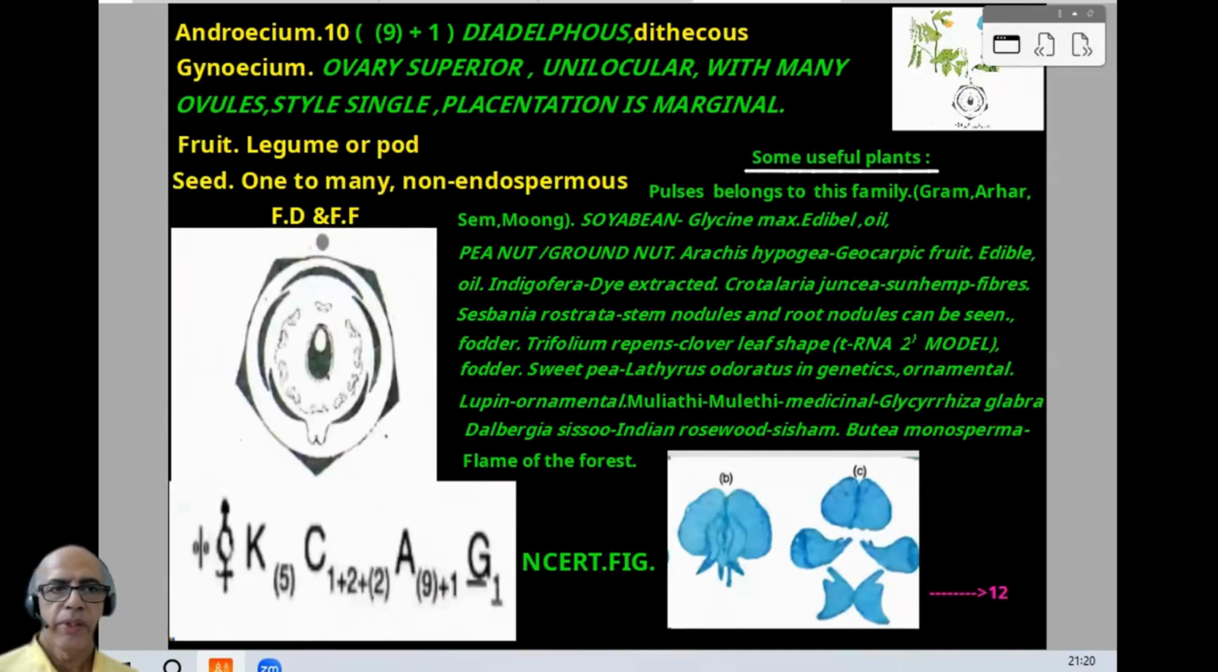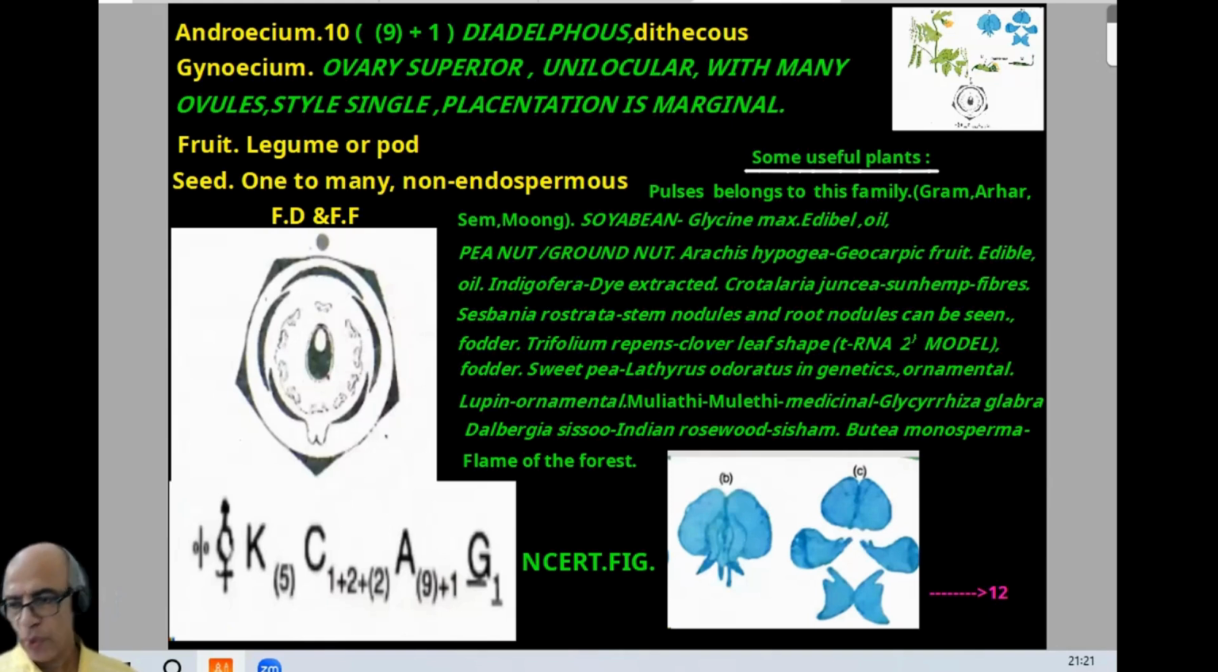Now, after calyx and corolla comes androecium. Androecium will normally be 10 in number, in 2 divisions: 9 united stamens and 1 free stamen. So it is called diadelphous and dithecous. Gynoecium: ovary superior, unilocular with many ovules. Style single, placentation is marginal. We studied it in placentation, marginal. Fruit is legume or pod. Seed 1 to many, normally non-endospermous.